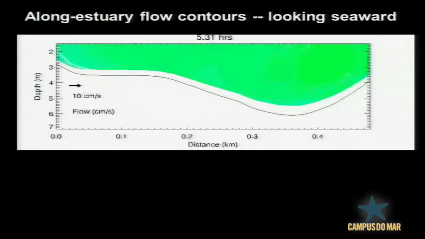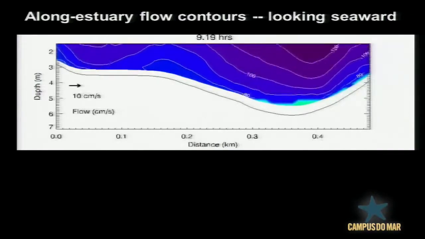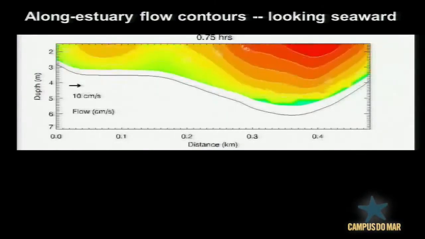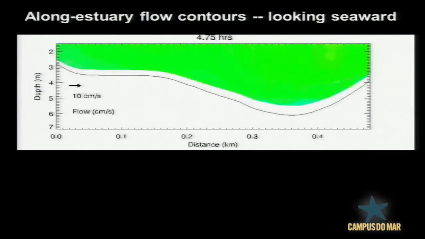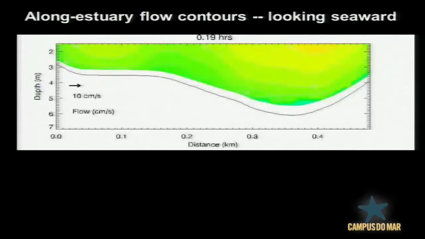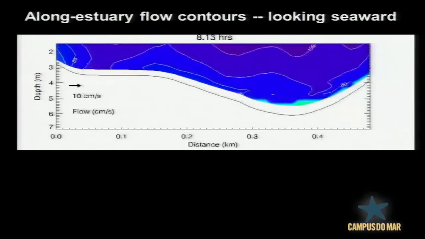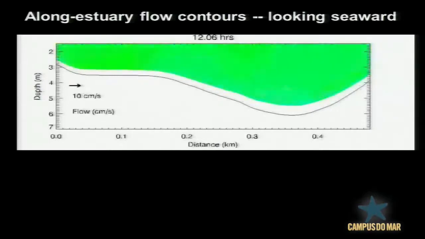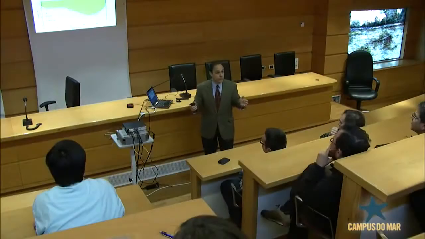So two things that I want you to note from this plot. Where is the strongest flow? It's at the surface and right over the deepest part of the cross-section, in the deepest channel. And that's because of the effects of bottom friction. And notice how the contours of the flow follow the bathymetry very closely. And that's because of the effects of bottom friction.